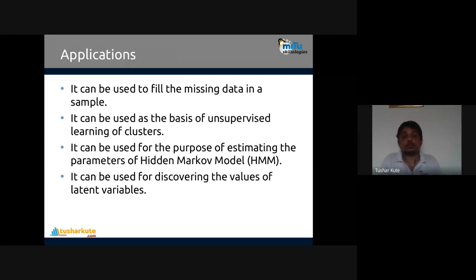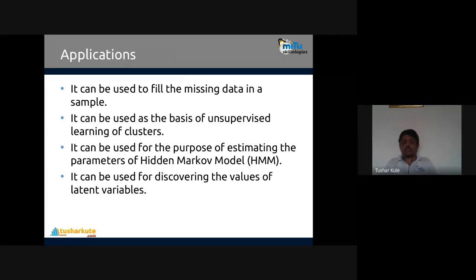It can also be used for the purpose of estimating the parameters of the hidden Markov model, HMM. Hidden Markov model is also one of the methods which is used to create clusters, and it is used to find the parameters also, HMM. So it is an unsupervised learning technique, HMM. In that also we are going to make use of the EM algorithm, and it also can be used to discover the value of latent variables.